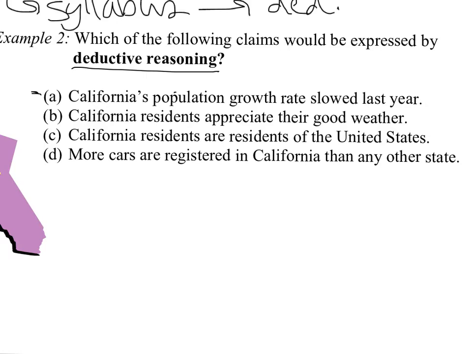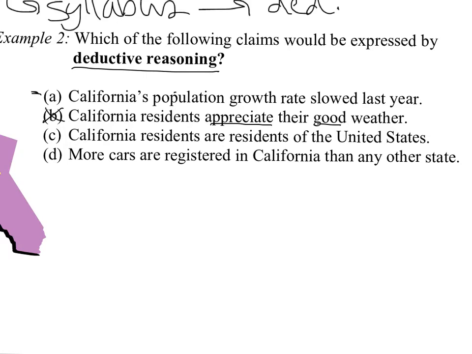B: California residents appreciate good weather. Okay, here's some words indicating inductive reasoning here. Appreciate is a matter of opinion, as is good weather. What's good weather to me might not be good weather to you. What I notice is somebody being appreciative, you may not notice. So that is inductive reasoning. That would be someone observing people. So we know we don't want that one.